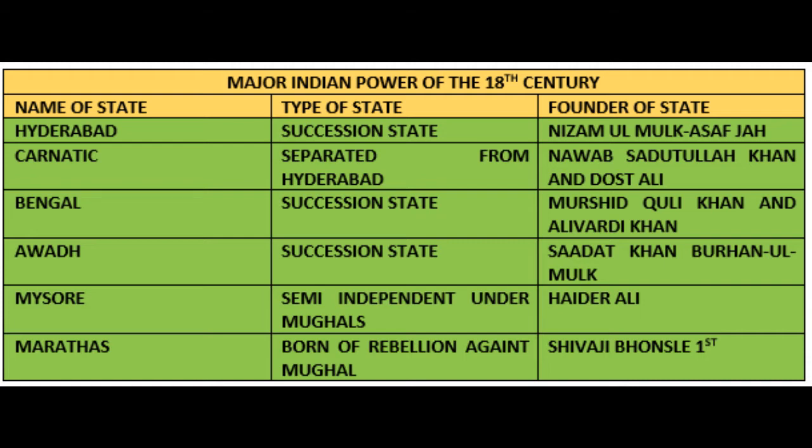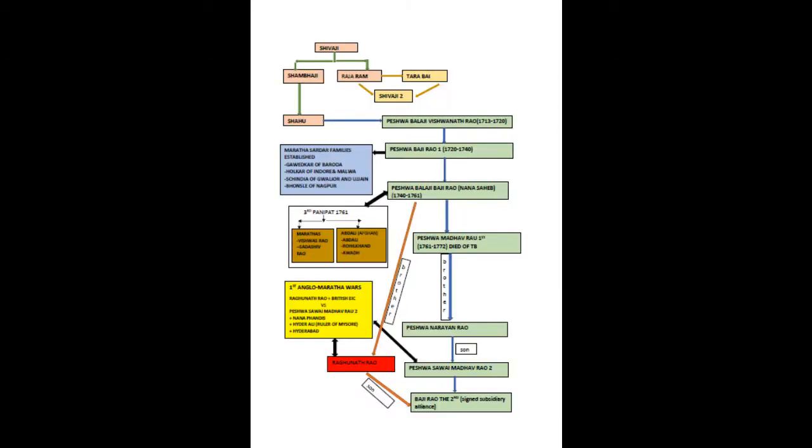Introduction to the Marathas. Shivaji Bhonsle was the creator of the Maratha Swaraj. Shivaji had 2 sons that we need to know about with respect to this issue. Number 1, Shambhuji, number 2, Rajaram. Now Shambhuji had a son called Shahu, and Rajaram's wife was Tarabai, and they had a son called Shivaji II. This can be viewed in detail in the map given on your screen.